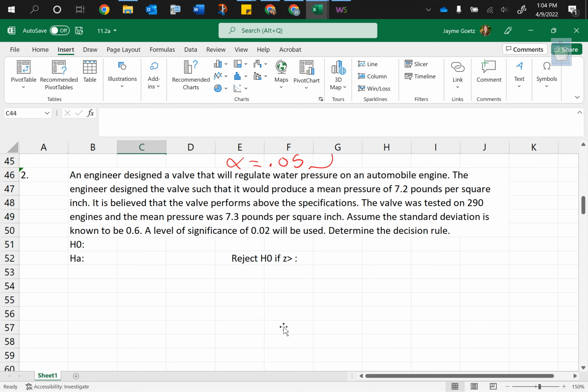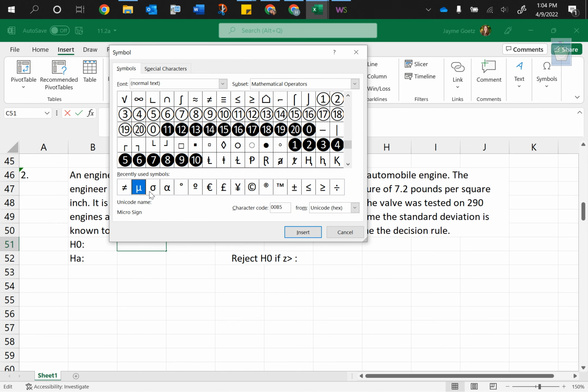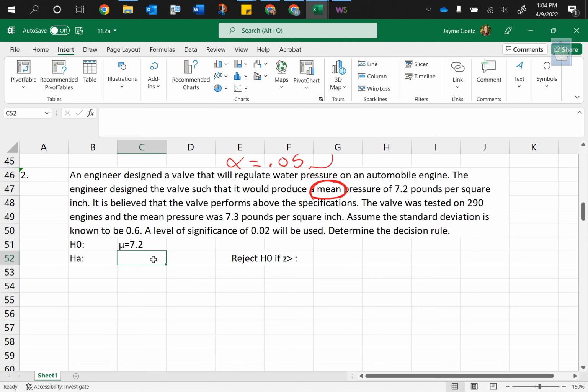alternative hypotheses. An engineer designed a valve that will regulate water pressure on an automobile engine. The engineer designed a valve such that it would produce a mean pressure of 7.2 pounds per square inch. So again, we're dealing with mean. That's going to be mu. So I'm going to come over here and insert symbol, and I want it to be mean. Insert that, and it's going to equal 7.2.